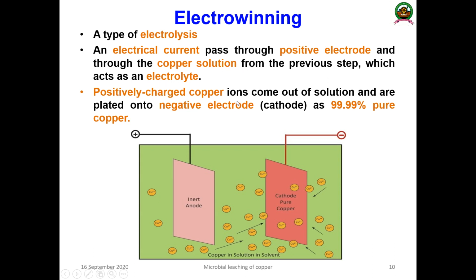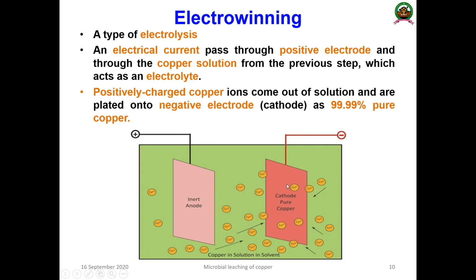And the positively charged copper ion then comes out of the solution and is plated to the negatively charged electrode. Here you can see this is the copper sulfate solution. This is the anode, the inert anode, and the solution consisting of the positively charged copper ion migrates towards the negative electrode. It will migrate because it consists of Cu2+. It goes to the negatively charged electrode.